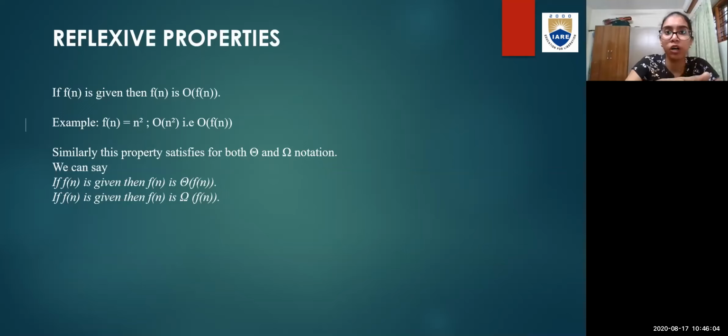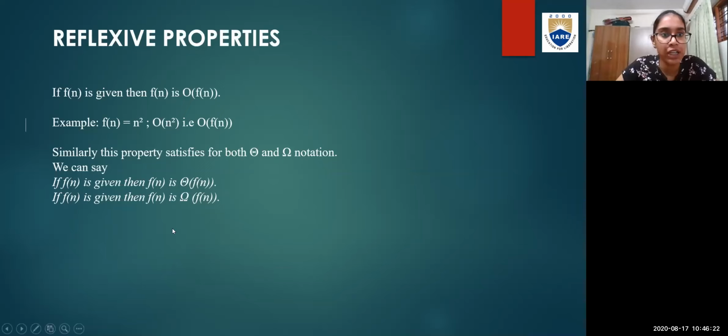So what is your big O notation? That is big O of n square. What is n square? Your f of n. That is nothing but big O of f of n. So if f of n is given, then f of n is big O of f of n. This property is satisfied for both theta and omega also.